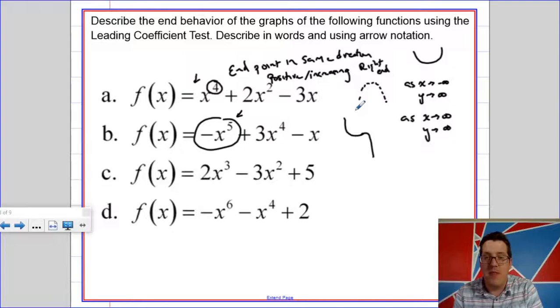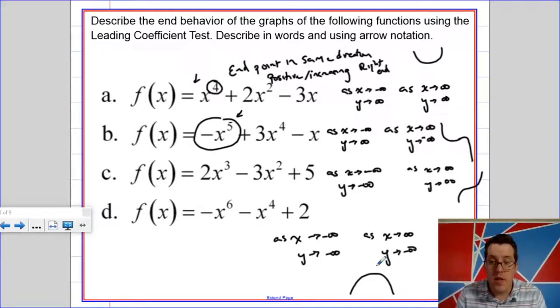Okay, I'm going to fill in the arrow notation for the rest of these, and we can see how you did. All right, those are the 4 basic ways that a polynomial function's graph can look. Now, you'll notice we're only talking about the end behavior.